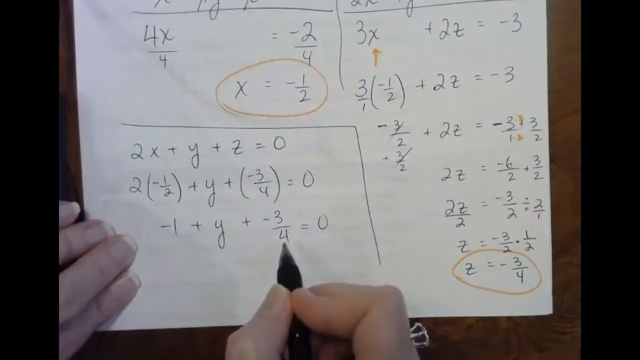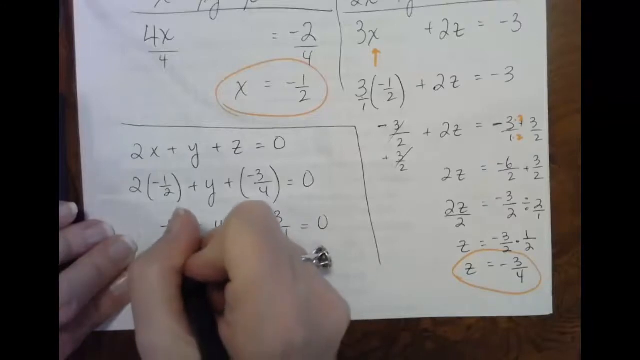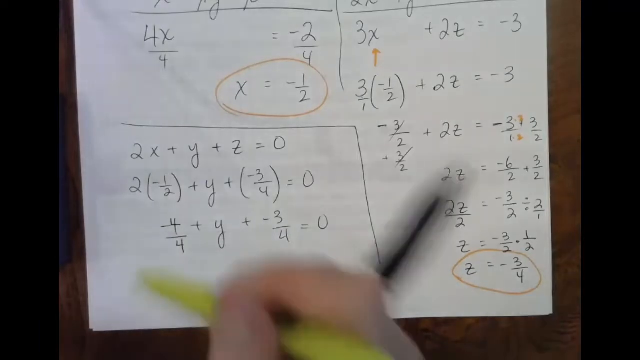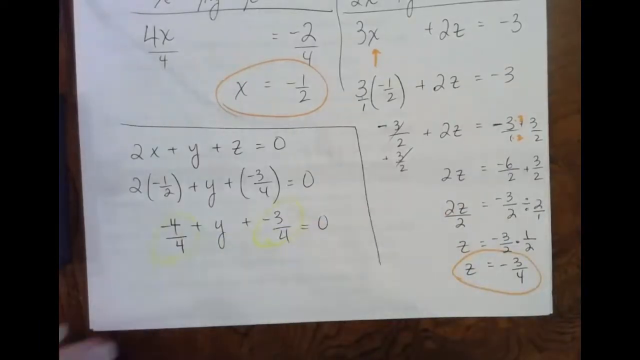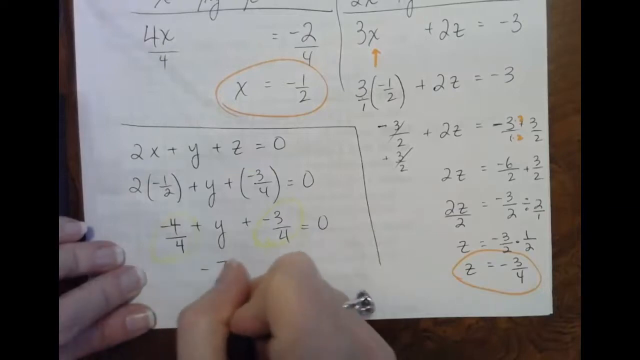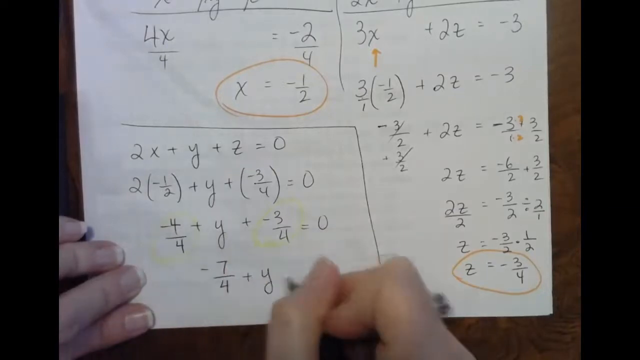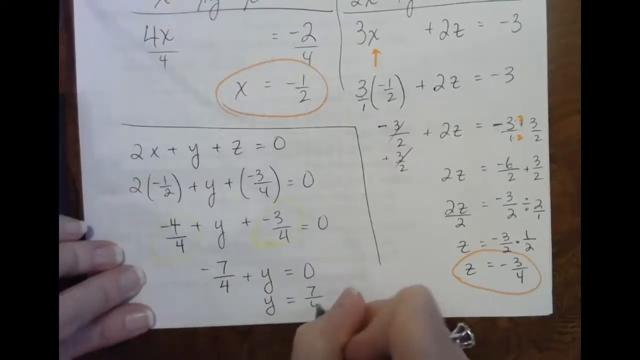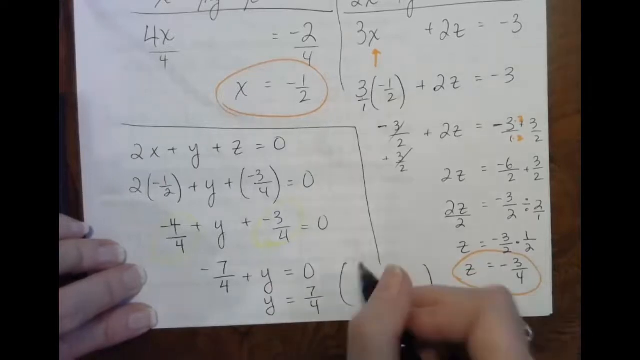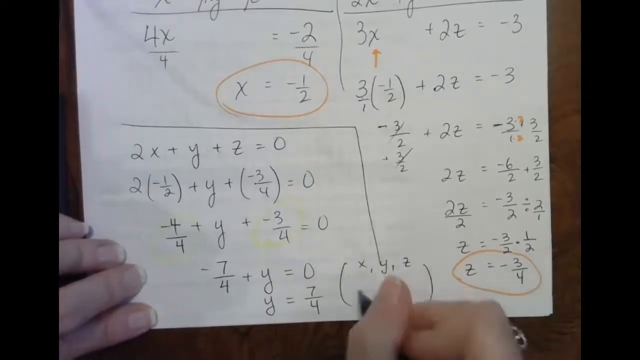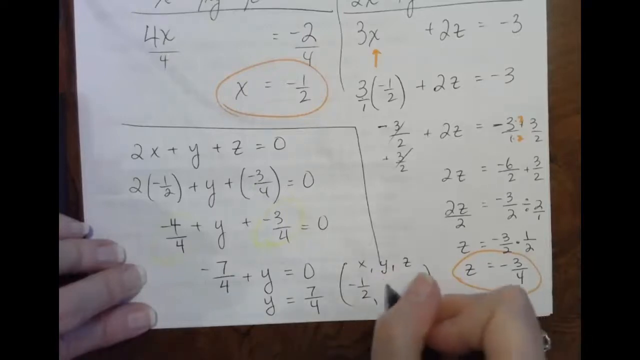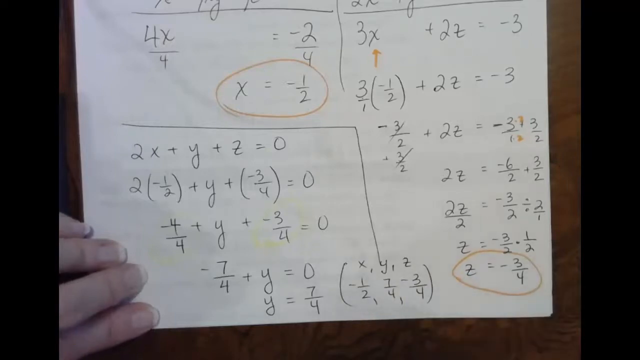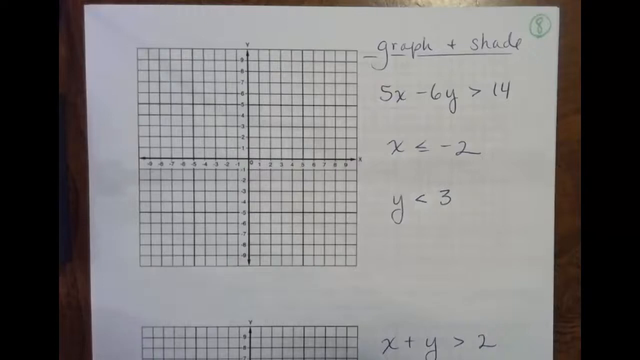So we need a common denominator. That -1, I can transform it into -4/4 in order to have like terms. So that is going to be -7/4 plus y equals 0, y equals +7/4. So we get a final answer of x, y, and z of -1/2, +7/4, and -3/4. Final two problems. Thank you for hanging in there through this video.